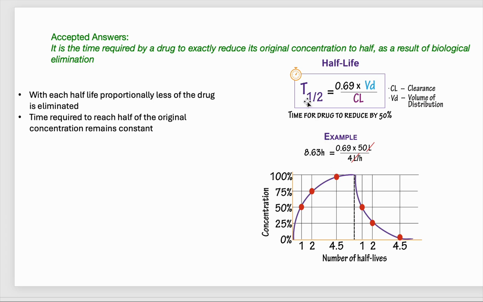So the formula is T half equals 0.693 times VD, that is volume of distribution, divided by CL, that is clearance. With increase in volume of distribution, that means the drug is more distributed, so that increases the half life. And if the clearance is more, that would decrease the half life of the drug. Okay, is that clear?